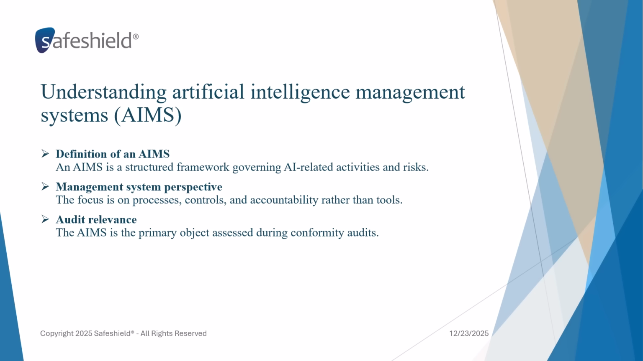The system is designed to ensure that AI risks are identified and managed in a consistent and repeatable manner. This includes technical risks, such as model robustness and security, as well as organizational and societal risks, such as fairness, explainability, and accountability. The AIMS provides a mechanism to translate high-level AI principles into operational controls and decision-making processes.